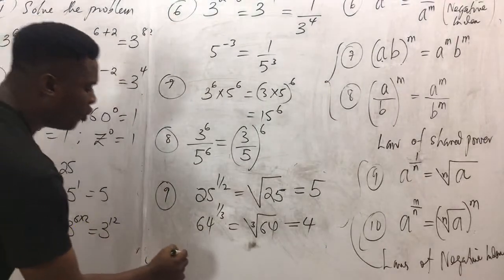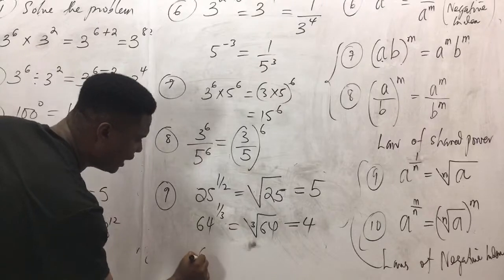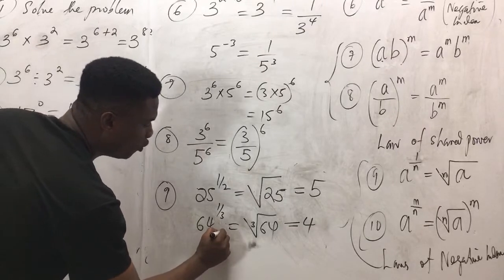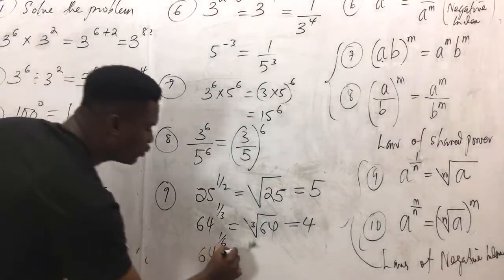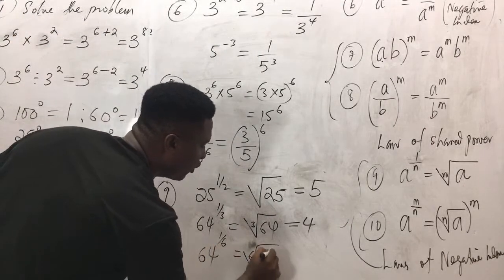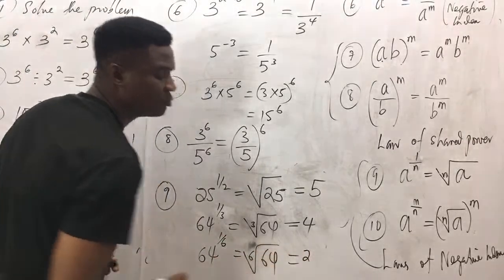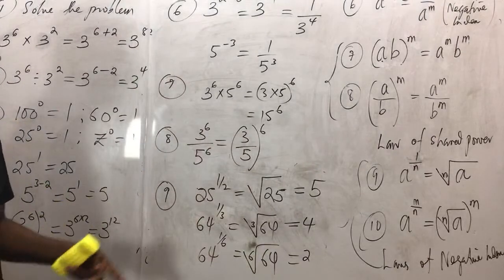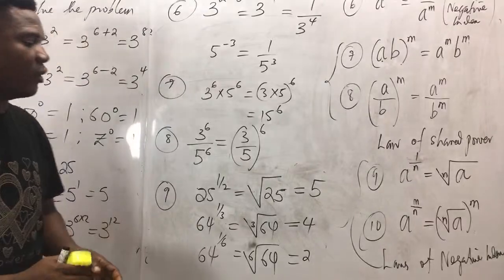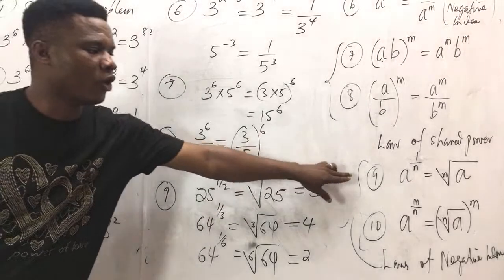Okay? Now, what if you had 64 raised to power 1 over 6? What if you had this? Then this would mean the 6th root of 64. What is the 6th root of 64, guys? It is 2. Okay? Because 2 is the only number that will multiply itself 6 times to give 64. So these are problems that can be solved with law number 9.